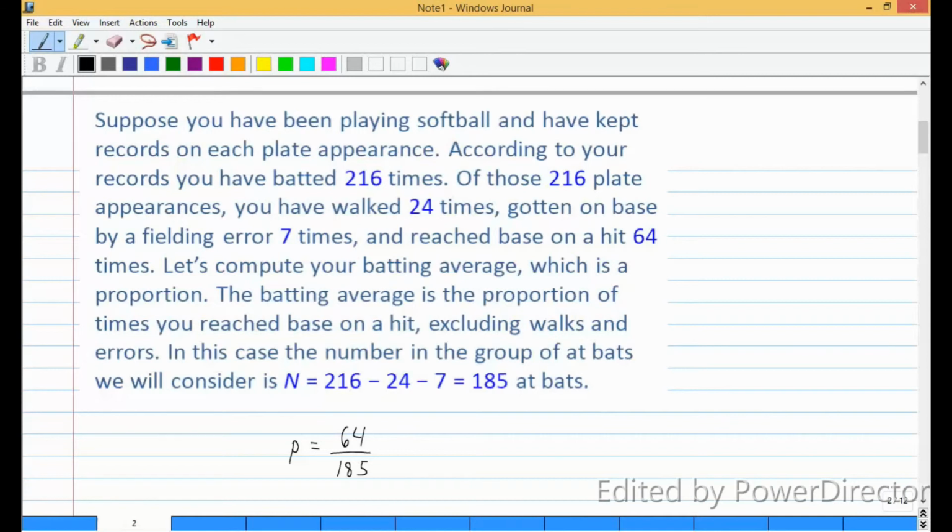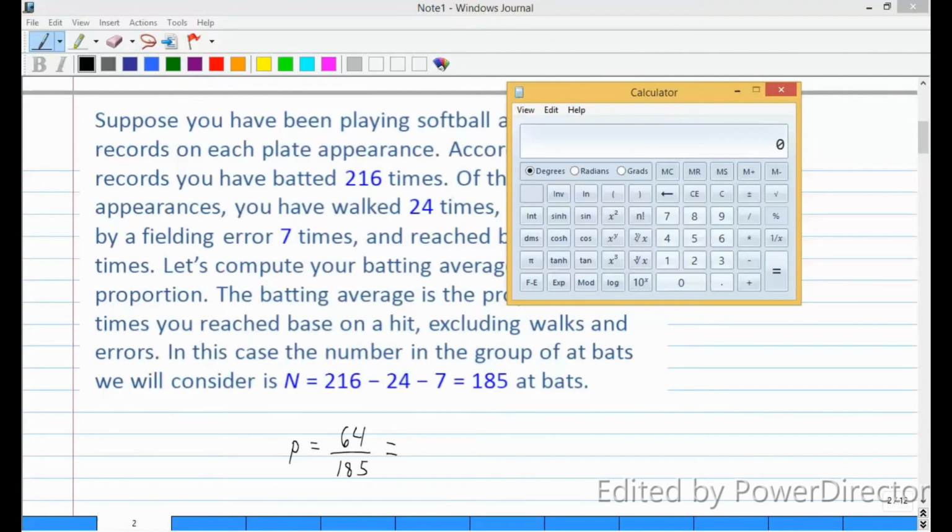Alright, and so then usually with batting averages you would round that to 3 decimal places, because if you watch any baseball or softball, that's usually what it's rounded to. So you can say 64 divided by 185, round that to 3 decimal places, and you get 0.346.